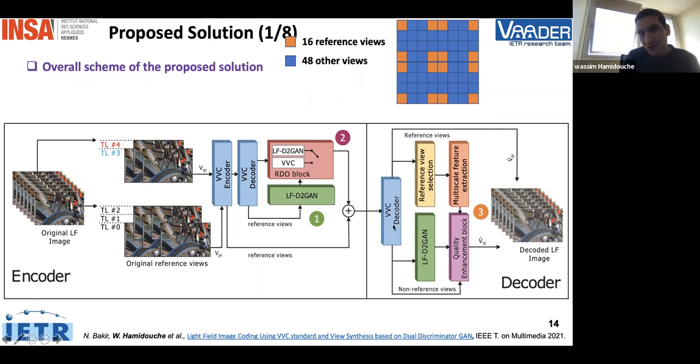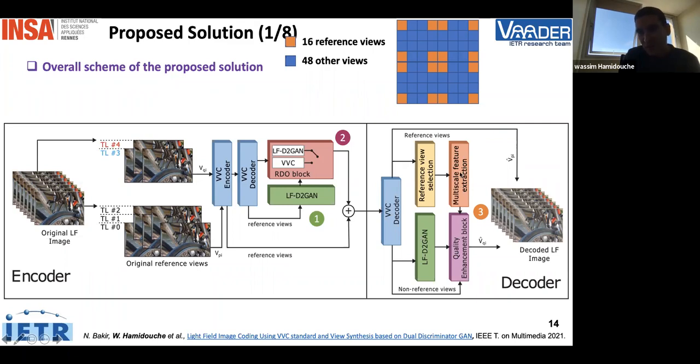Now we will see how the solution performs at the decoder side. So at the decoder side, we will receive all the reference views, which are decoded with the VVC decoder. So this represents these three temporal layers of views. And then these views are also fed to this light field dual discriminator GAN, which will be able to synthesize the views which are not transmitted by the encoder. So like the reference views, the no reference views here, which have not been transmitted by the encoder, will be synthesized by this green block.